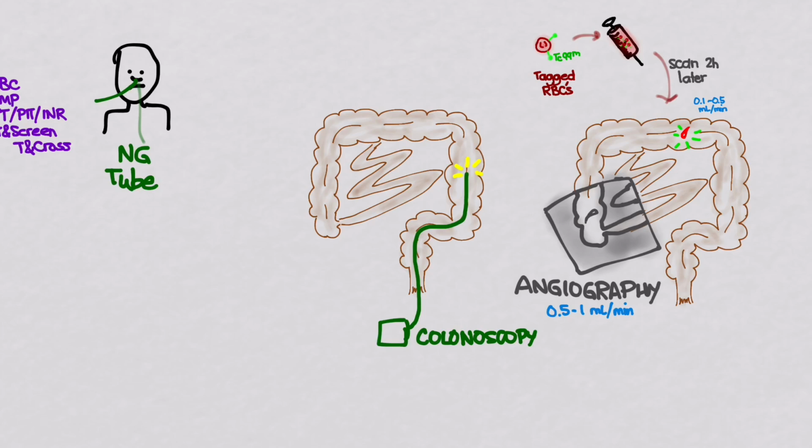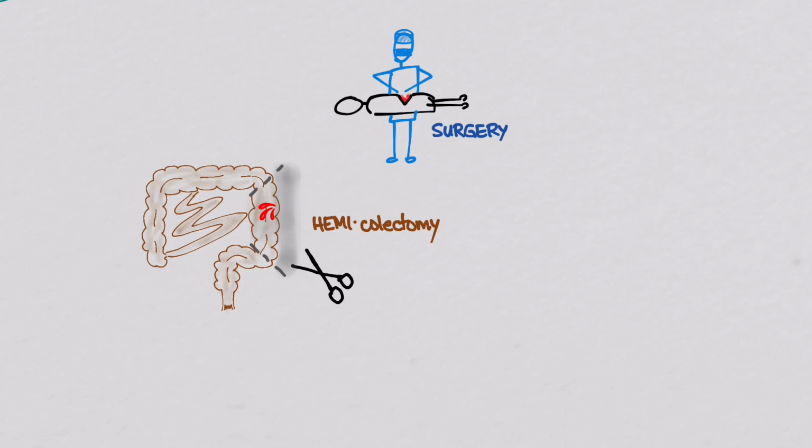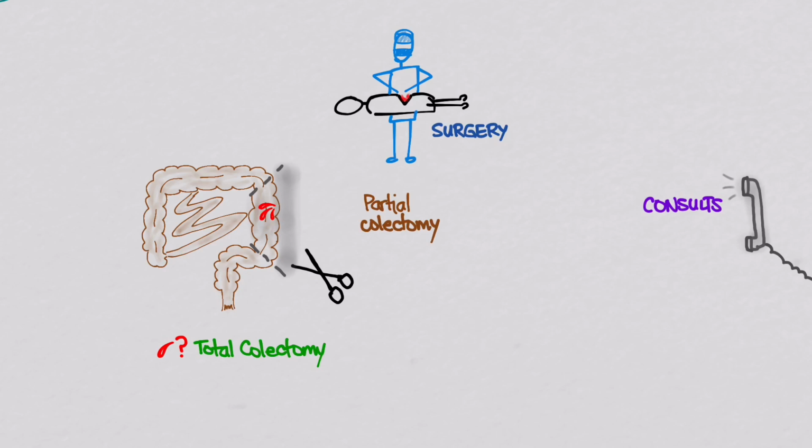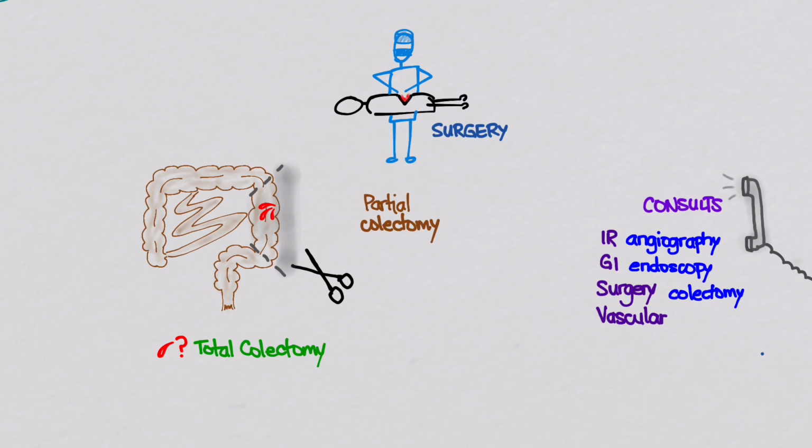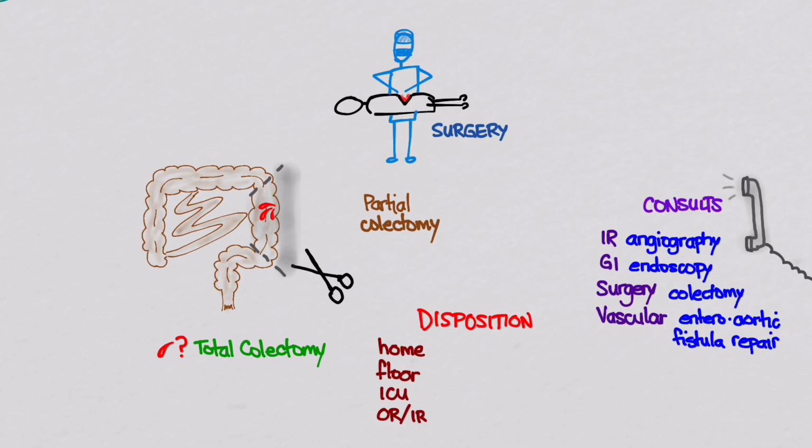And if that fails, or if any of this fails, or the patient rebleeds, or the bleeding is really severe, then it's time to call your surgeons. If they can find the source of the bleeding, they may do a hemicolectomy or a partial colectomy. And if they can't find the bleeding source, then they might have to take out the entire colon, a total colectomy. So in review, some potential people you may need to call include IR if we need angiography, GI if you need endoscopy, surgery for a partial or a total colectomy, and finally vascular surgery if you need an enteroaortic fistula repair.